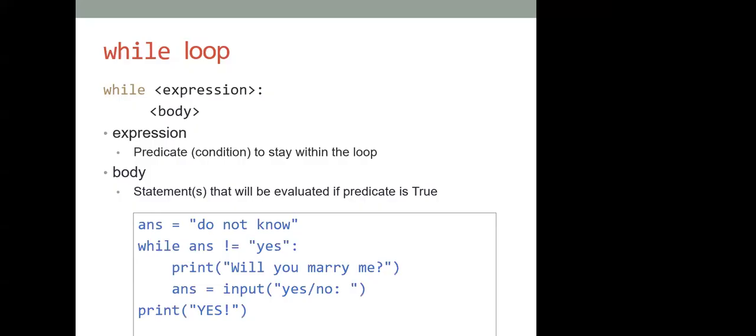What is it? My proposal. My sure win proposal. The answer is you do not know. But when the answer is not yes, I keep asking, will you marry me? And the answer is input yes or no. What happens next? I'll repeat if the answer is not yes. A bit psychic, right? Yeah. So I will repeat asking, will you marry me? Until you say yes. Until finally you say yes, maybe after 1 billion times you say yes, okay? Okay. So the condition for this is answer is not equal to yes.